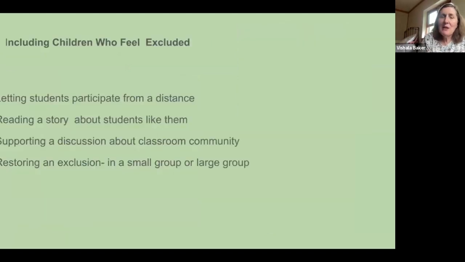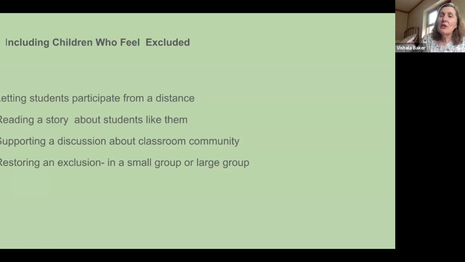So just a minute about, I'm going to do a whole meetup about how to include children who feel excluded, but I'm just going to do a few points. One is letting students participate from a distance. I saw a teacher very skillfully do this with a child who would not come into the circle, who wanted to disrupt, but he was okay in his seat about 6 or 7 feet away from the circle, and he would participate from there. And the teacher allowed that, so the child was able to be included, but in their own way.